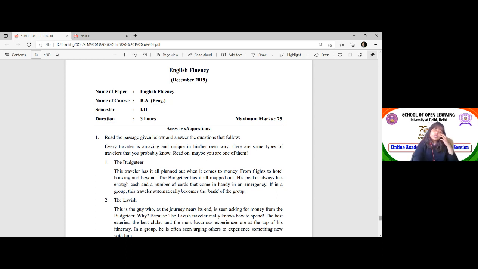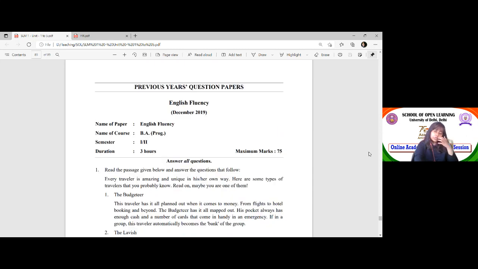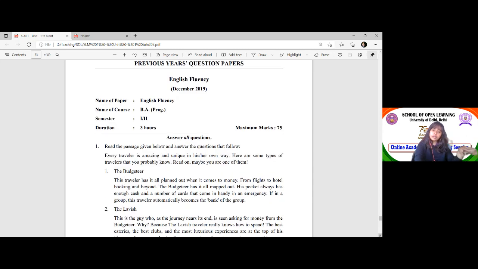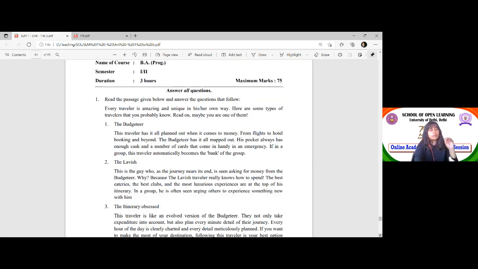So you see the first question here in this question paper. I know this question paper is a BA program question paper, but you get a similar format only. There's no difference between a BA program getting an English fluency paper and a BCom program getting an English fluency paper. So don't worry about that. This is there at the end of your study material, so obviously this is relevant to you.